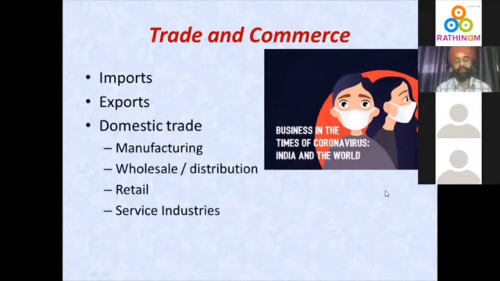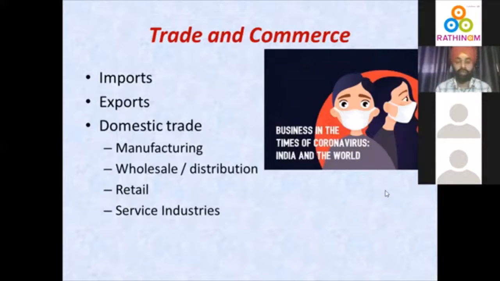For example, imports are very important to a lot of manufacturing industries, where a lot of raw materials have been coming from China, let it be chemical industries or pharma industries. Then when we talk about exports, our traditional markets, the USA and Europe, were among the first few to get affected and are still majorly affected, causing a lot of damage to India's exports.